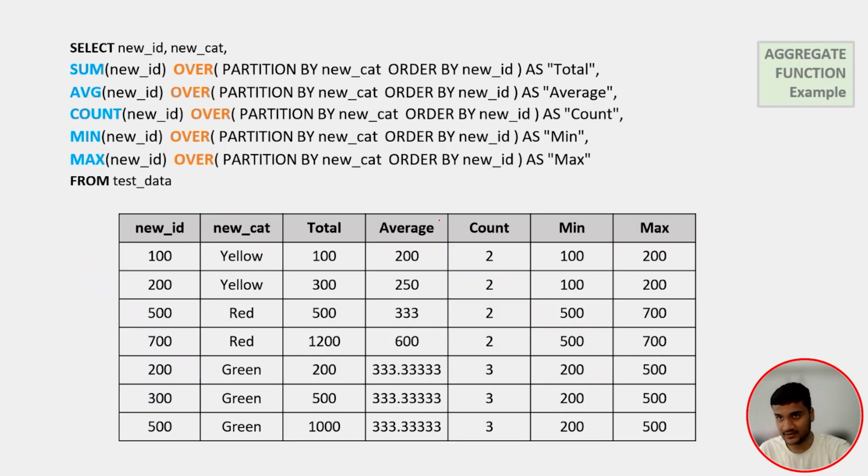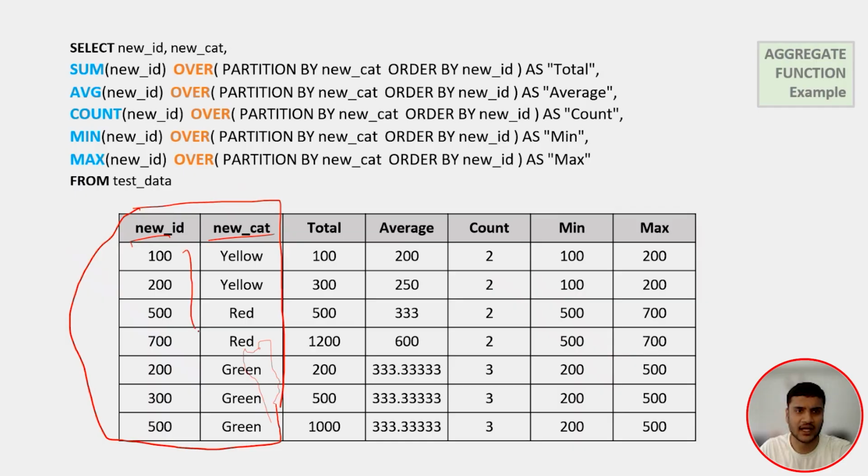So I have a data set. This is my actual data, what I have. Here I have new ID and new category. In this I have ID numbers, and the categories are the groups, like yellow group, red group, and green group.